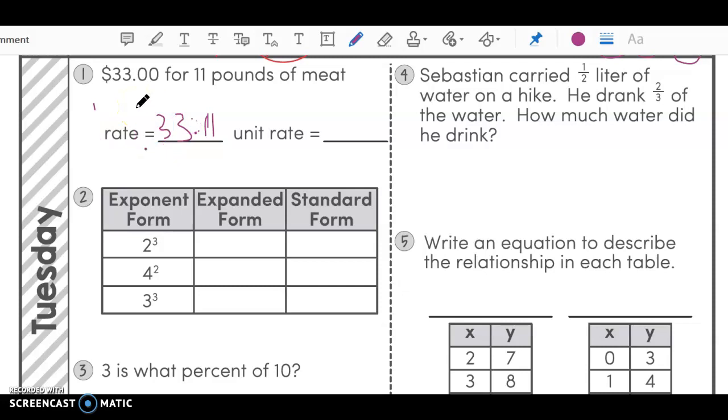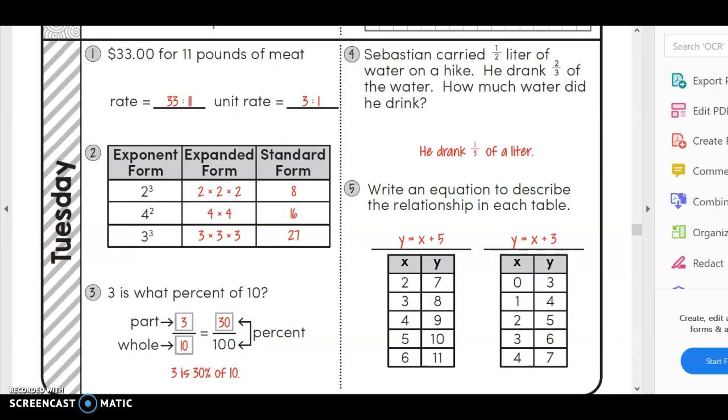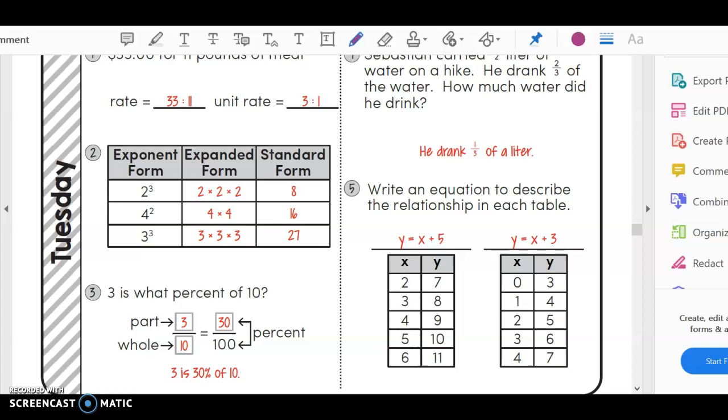There we go. For 11 pounds. So how many pounds do you get for $33? How much money is per pound? Well, 11 plus 11 plus 11 ends up being 33. So we would say for $3 you get 1 pound. And we can check. There we go.